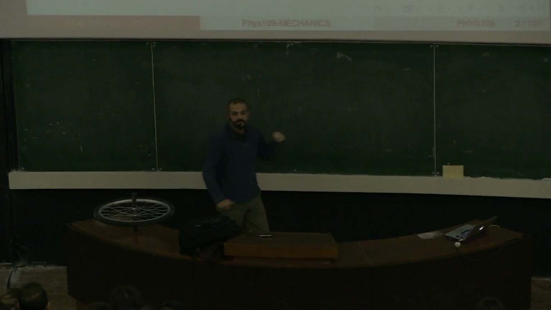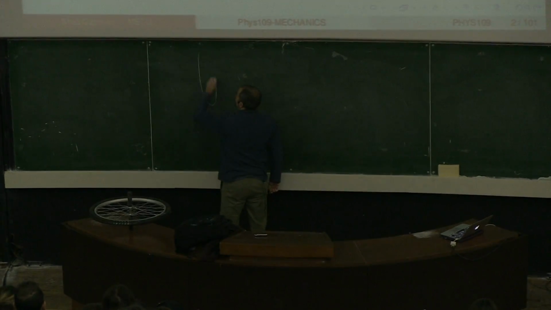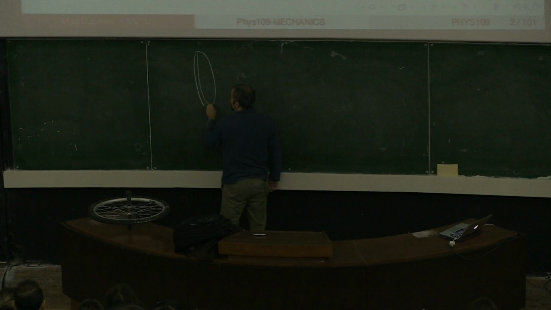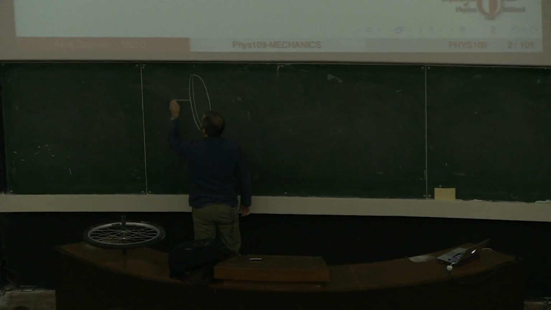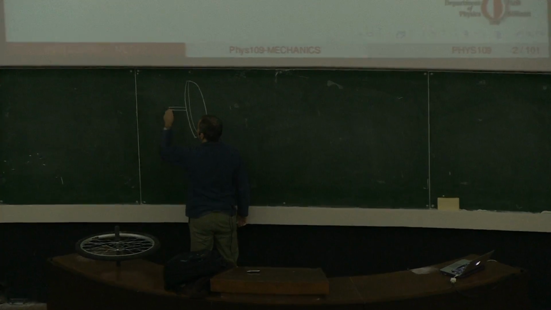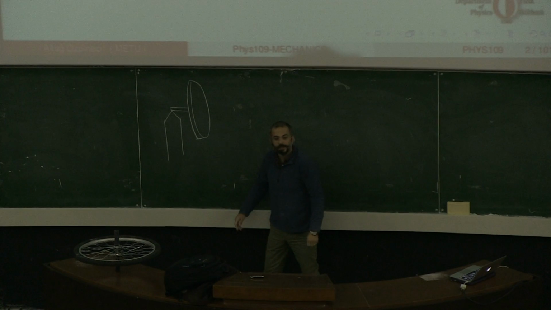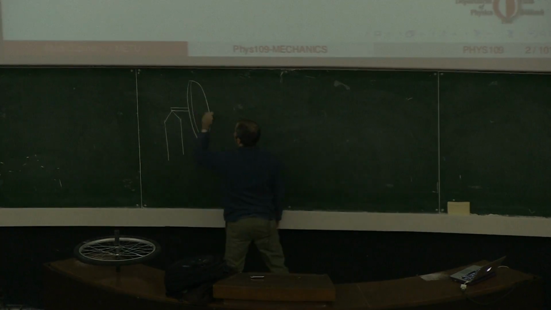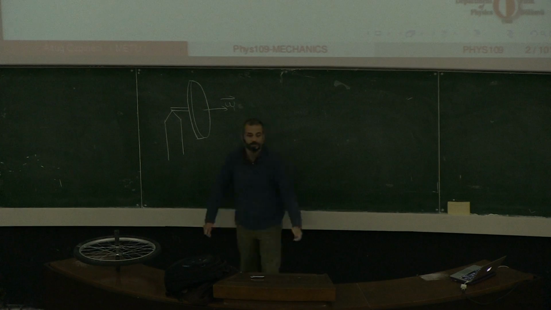So let's look at our system. We have this wheel with some moment of inertia. It is balanced from a point that is out of the wheel, and the wheel is rotating like this. So let's say it has an angular velocity in this direction. This is the direction of the angular velocity.